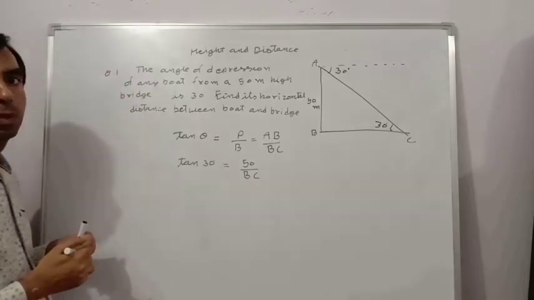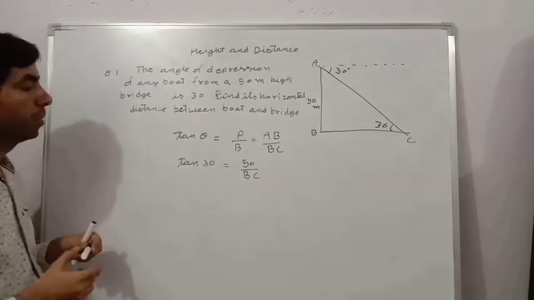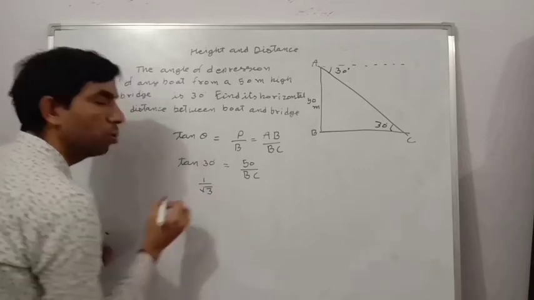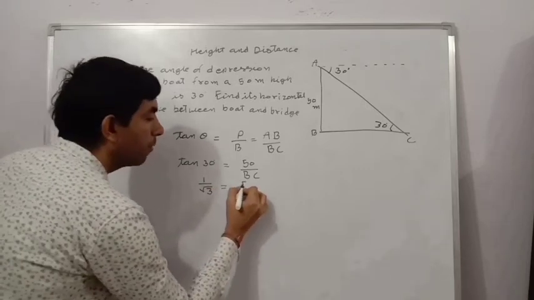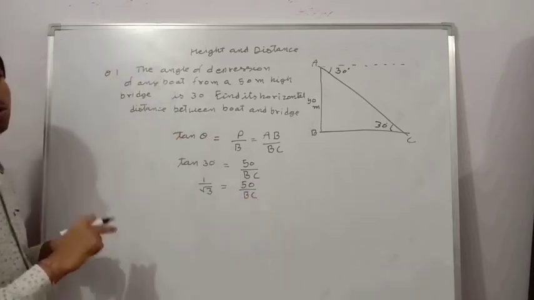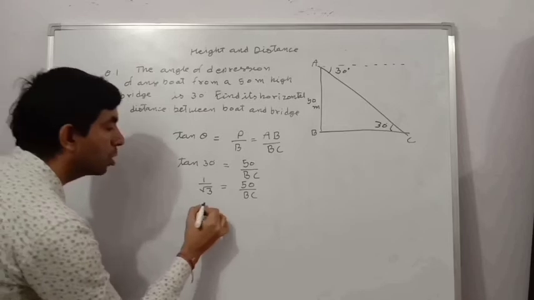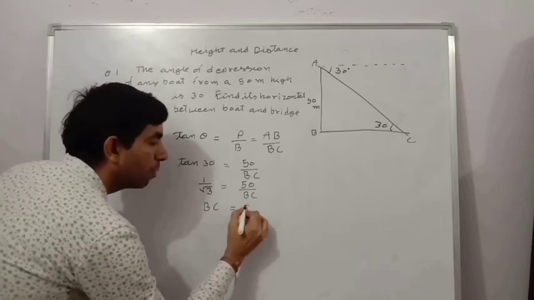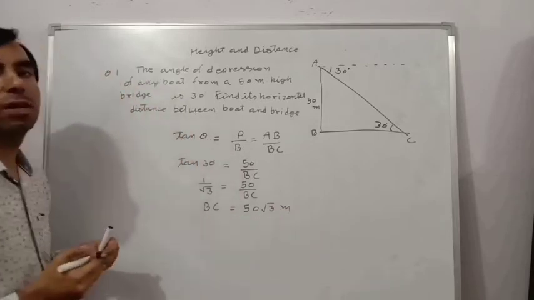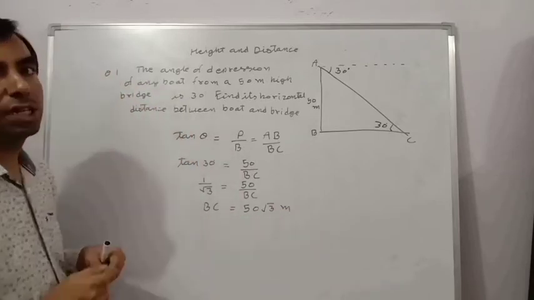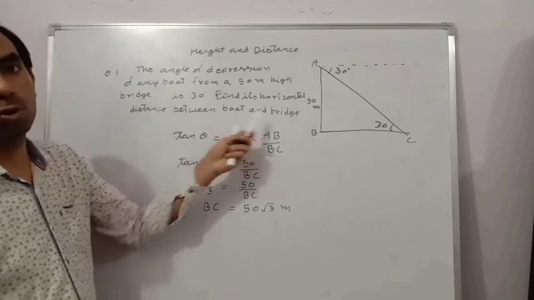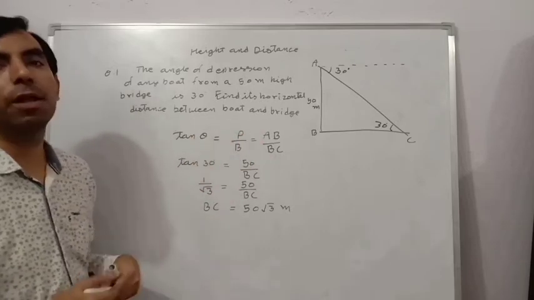Tan 30 value is 1 upon root 3. So we take 1 upon root 3 equal to 50 upon BC. Now we do the cross multiplication. Then we get BC equal to 50 root 3 meters. It is our solution. The horizontal distance from the bridge to the boat is 50 root 3 meters.